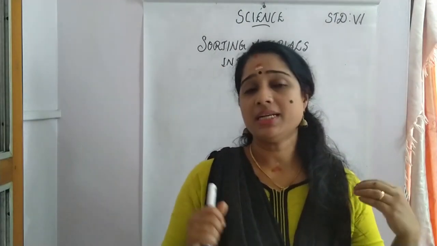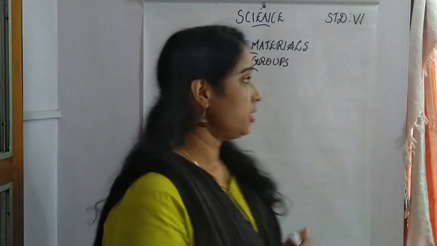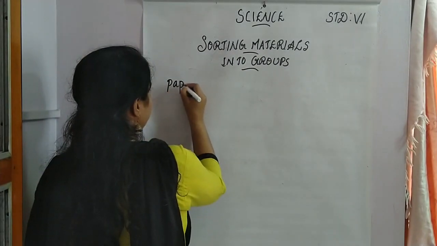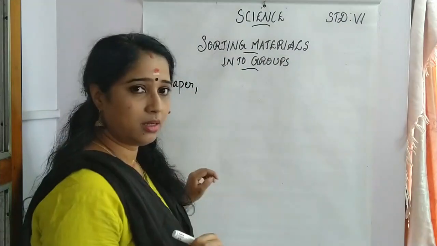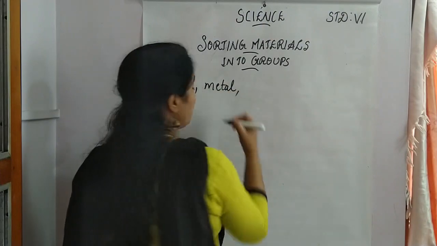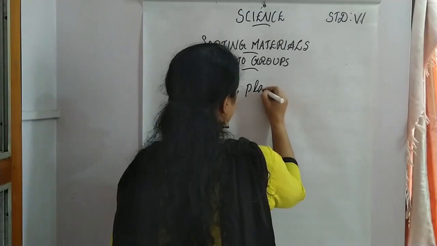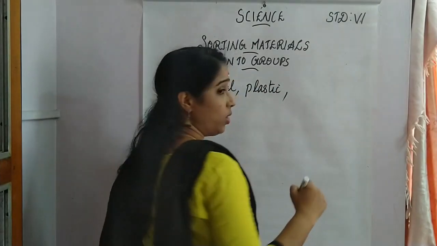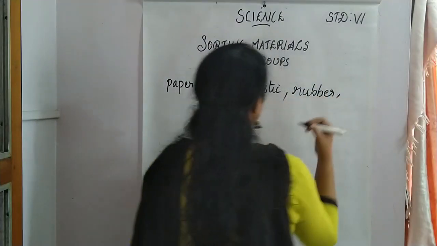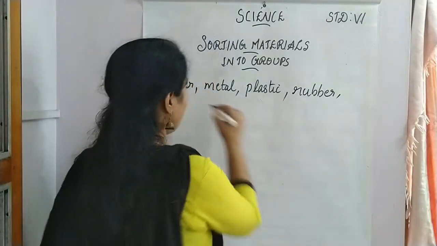And different types of materials are there. The book is made up of what? Paper. Then what about the fan? It is made up of metal. Then you are having the pen with you. It's made up of plastic. Then you have the eraser with you, isn't it? What is it made up of? It is made up of rubber. You are wearing a dress, isn't it? What is it made up of? Cloth.